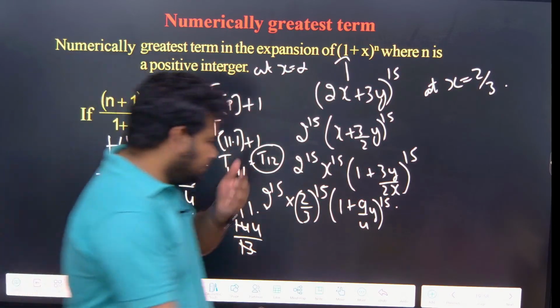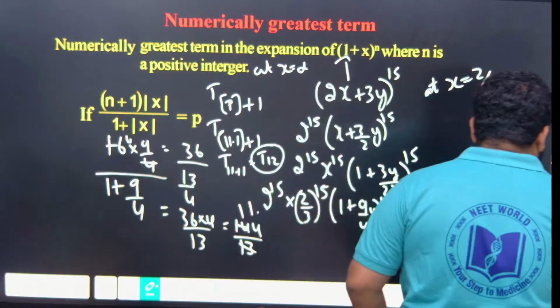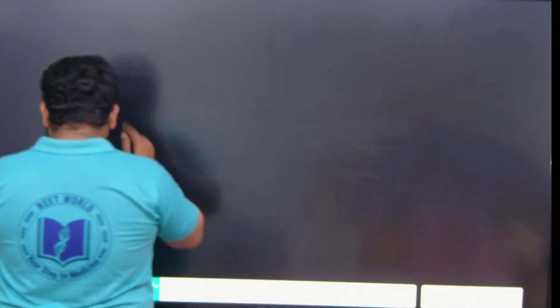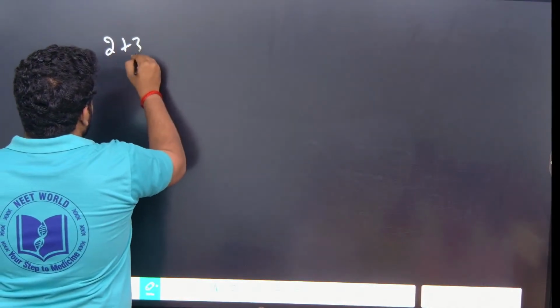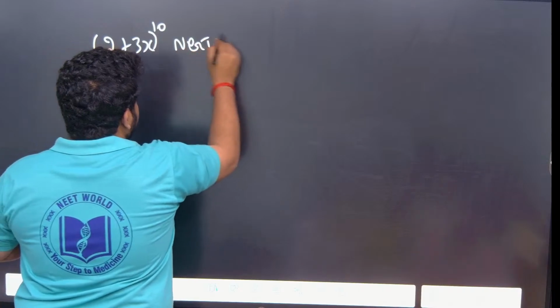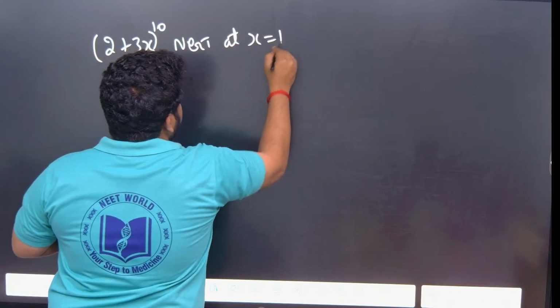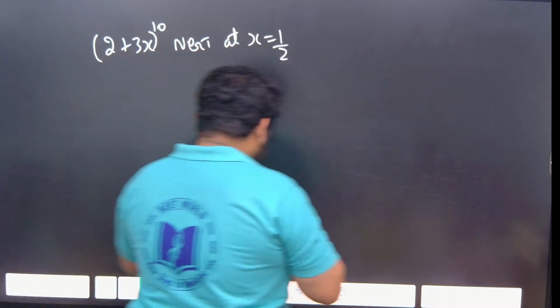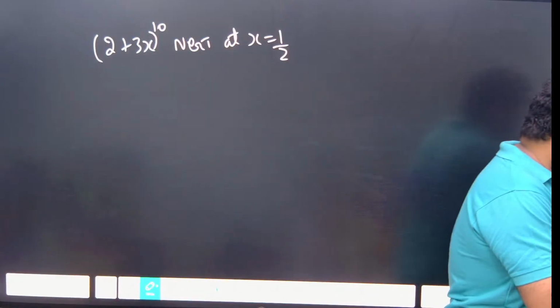So next one. Let us take an example for this also. Find the numerically greatest term for this question: 2 plus 3x to the power of 10. At x is equal to 1 by 2, find the numerically greatest term. Try this question, all of you now.